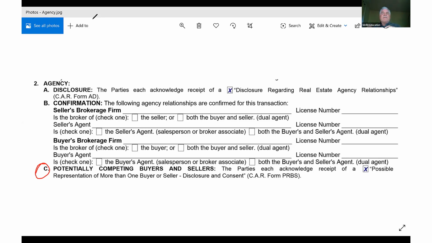Let me explain to you from the seller's side, because this is what the court case was about. Okay, so broker lists a property, and the listed seller wants $900,000. Okay, everybody see that all right?